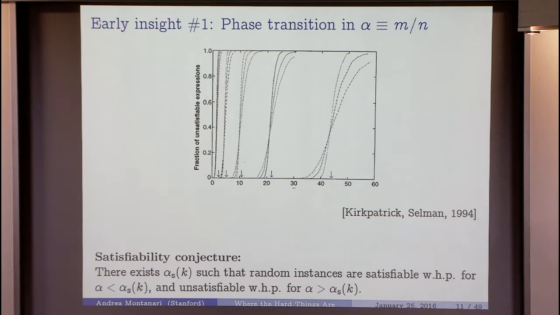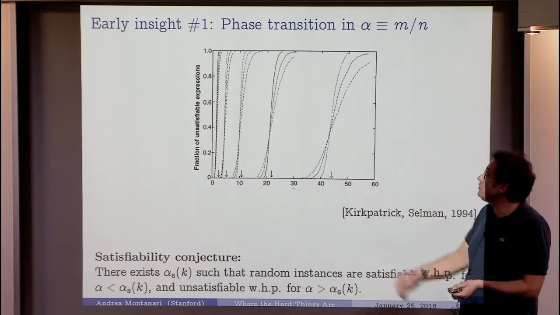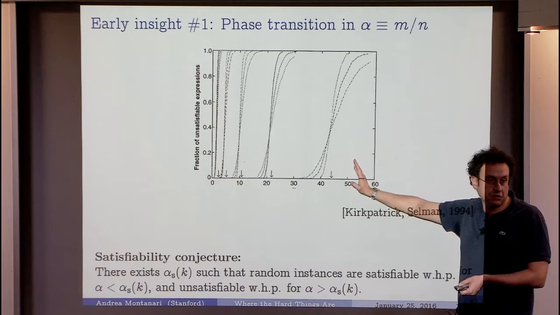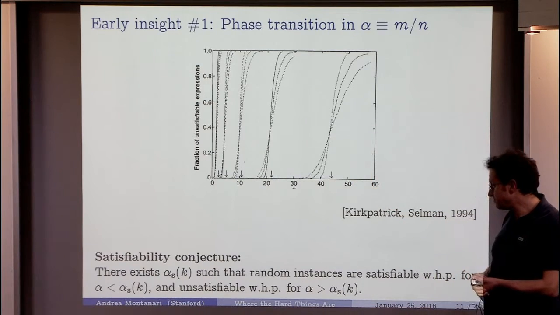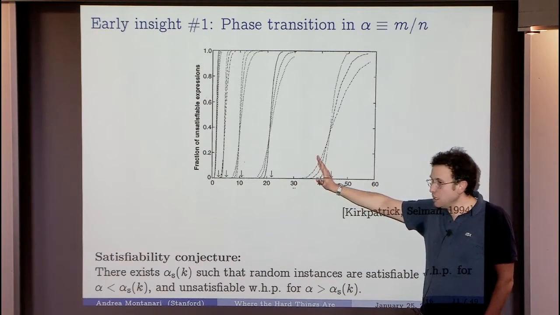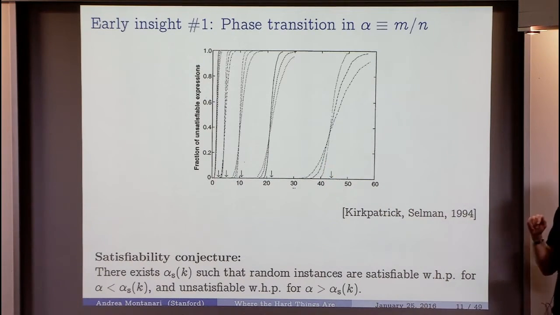This kind of finding led people to formulate the following conjecture, known as the Satisfiability Conjecture. For every k, there exists a critical point alpha. The parameter here is the number of clauses over the number of variables. There is a critical value of this ratio, such that random instances are satisfiable with high probability below this value, and they are unsatisfiable with high probability above this value. Perhaps I should stop. Does this make sense to everybody?